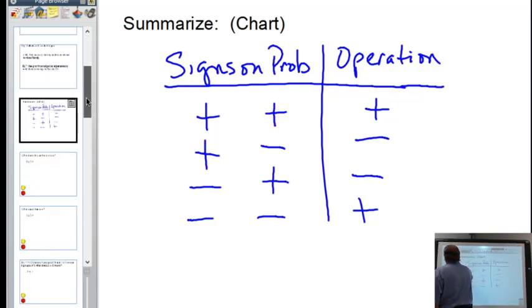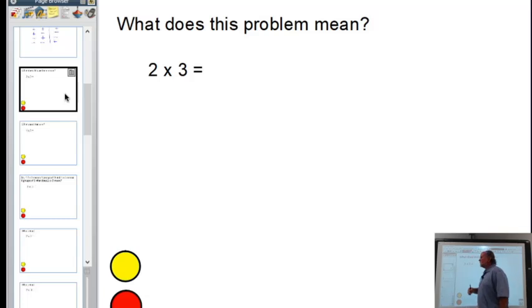So now let's talk about multiply. Well, just like we talked about in addition, addition meant to put together, subtraction meant to take away. Well, what does multiply mean? If I were to give you this problem right here, 2 times 3, well, what does that mean?